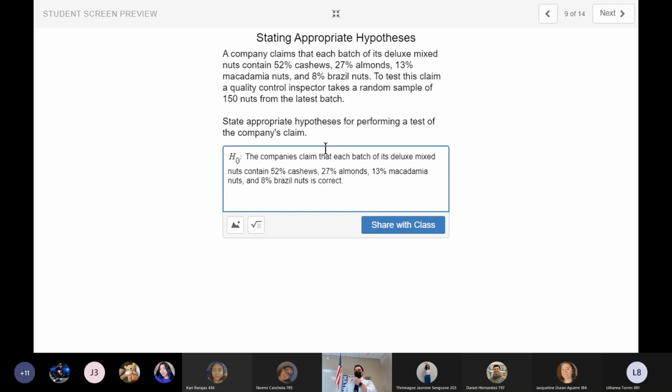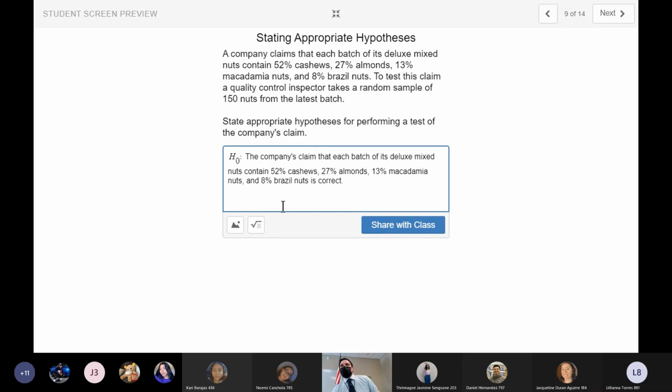Right, that's the easiest way to write your null hypothesis. Take what it's saying is true. The company says this is what it is. Throw that in your hypothesis. Right, so the company's, well, that's not the right company. Sorry, English is not my major.